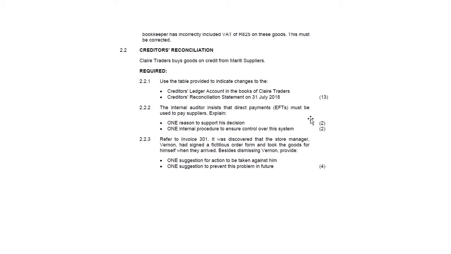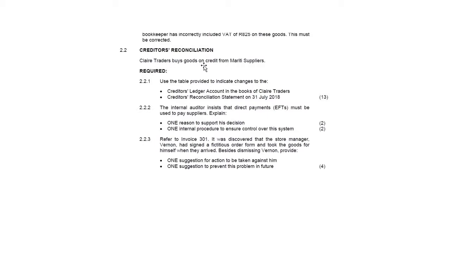Good day. Today we're looking at creditors reconciliation, and when we do that, we're going to look at this question where they're going to give us a table, and on the table we have to adjust the creditors ledger account, which is our record, as well as the creditors recon statement, which is their records. Important to know who's who.